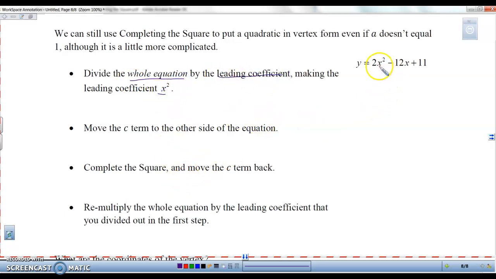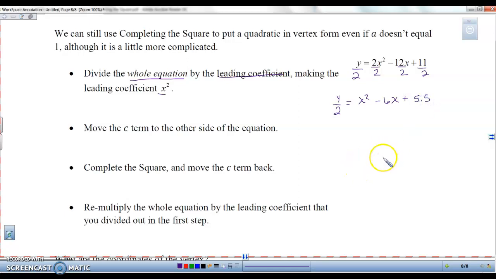Now, if I do that over here, I also have to do it on the other side. Don't worry about leaving this as y over 2, because we will fix that later. All right, then 2 divided by 2 is just going to be x squared. That's what we wanted. Negative 12x divided by 2 is negative 6x. And 11 divided by 2 is 5.5.